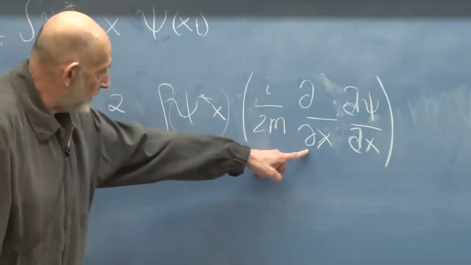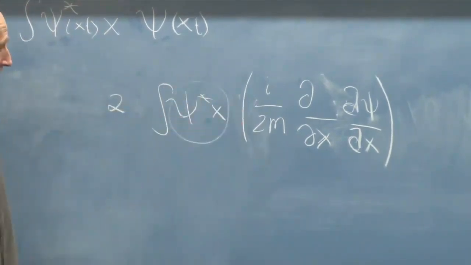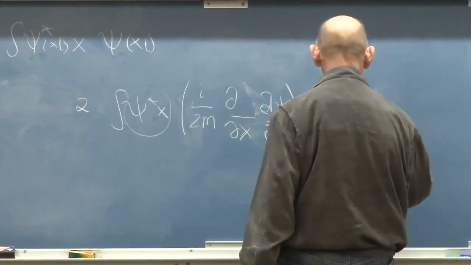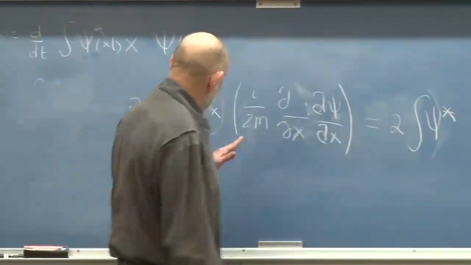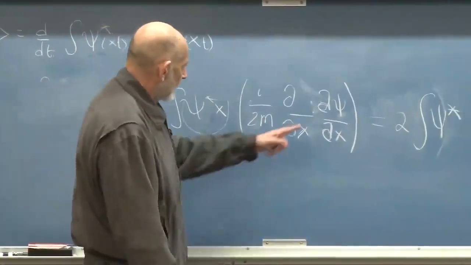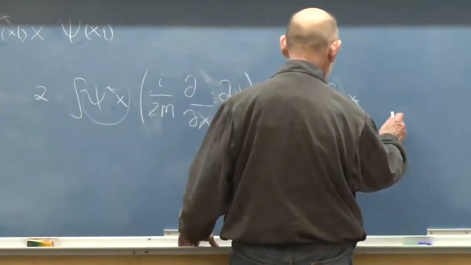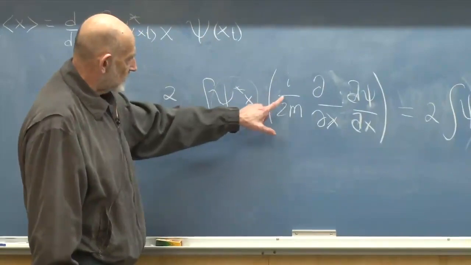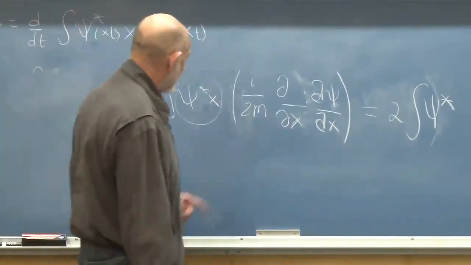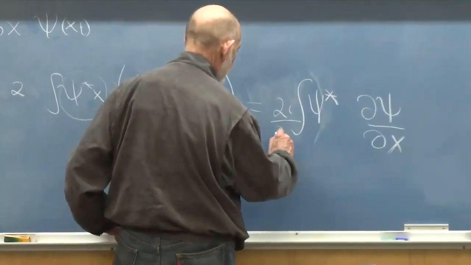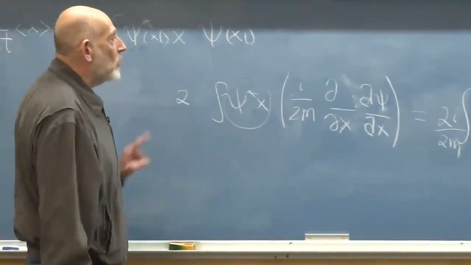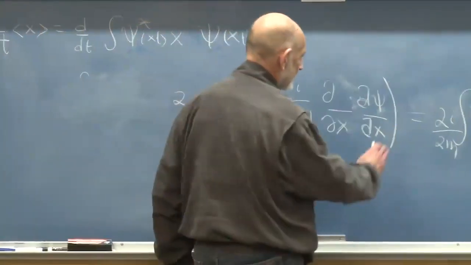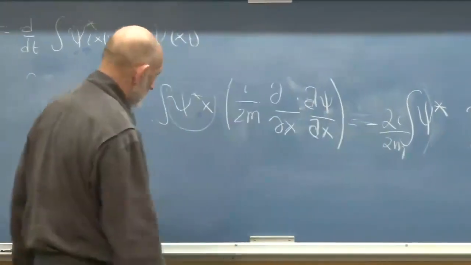The first term, the d by dx will just hit x. What is d by dx of x? 1. So that will give me twice the integral of psi star, d psi by dx. The x will disappear when d by dx hits it. This derivative got shifted to here. There's an i over 2m that I left out. And integration by parts, minus. That's one term.